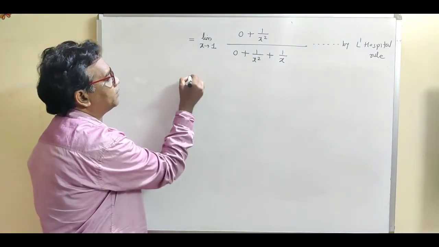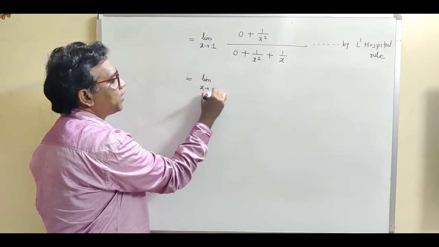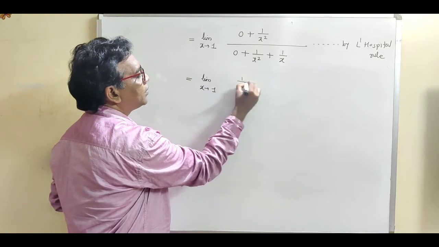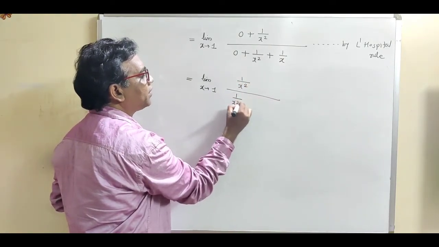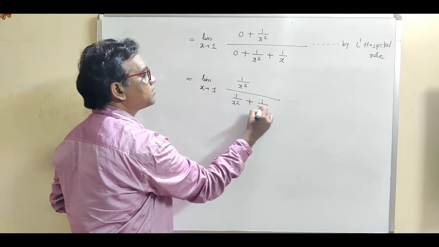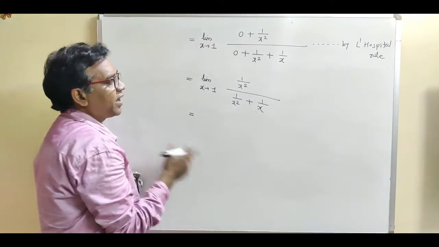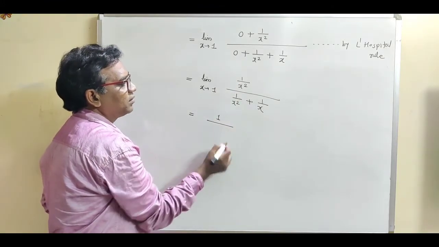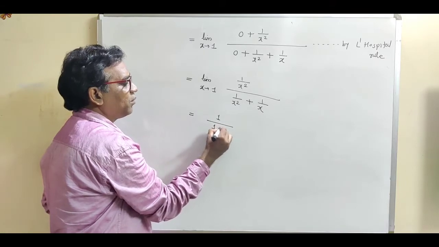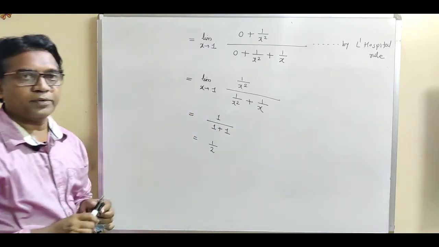So this is equal to limit x tends to 1, the numerator is 1 upon x square, and the denominator is 1 upon x square plus 1 upon x. Now if you put x equal to 1, then we get the finite answer. Put x equal to 1, so the numerator is 1. Put x equal to 1 in the denominator, so this is the final answer, which is 1/2.